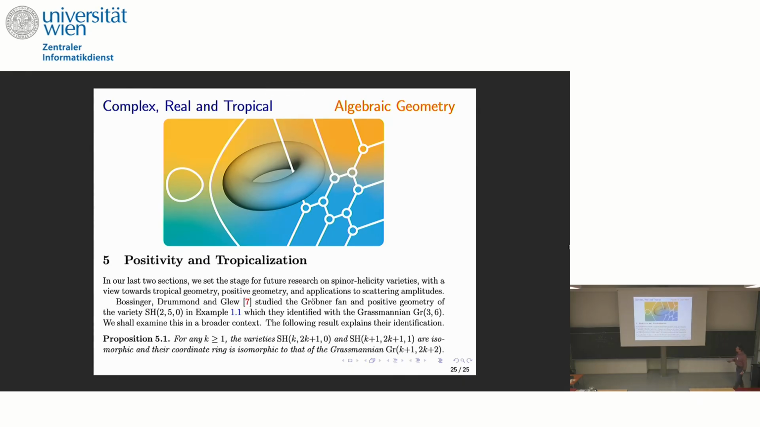And this is again from the previous paper. So I said that Bossinger, Drummond, and so on looked at this from the point of view of flag varieties. And of course, we want to do this over the real positive numbers. And Melissa will tell you more. Thanks for your attention.